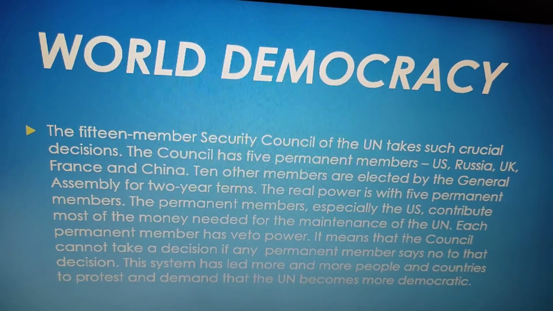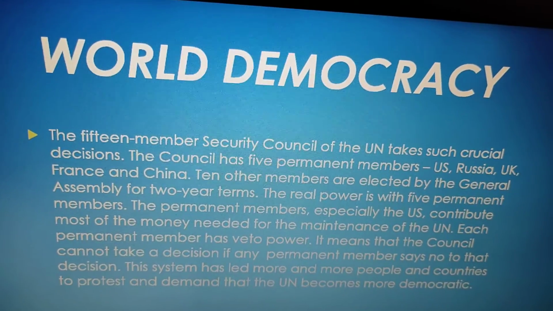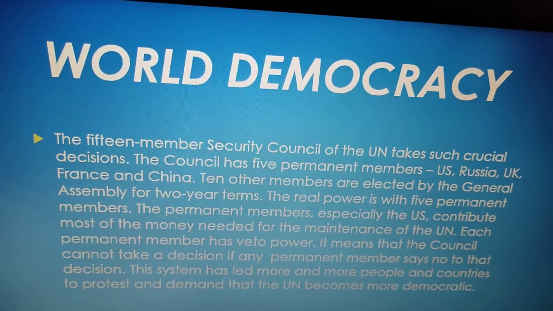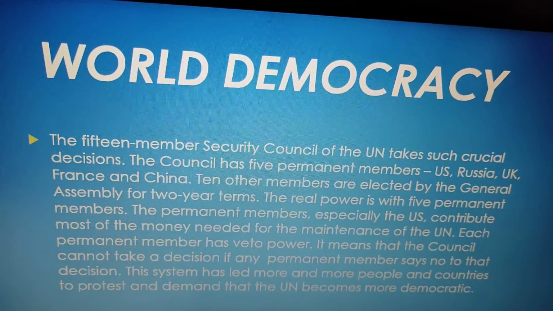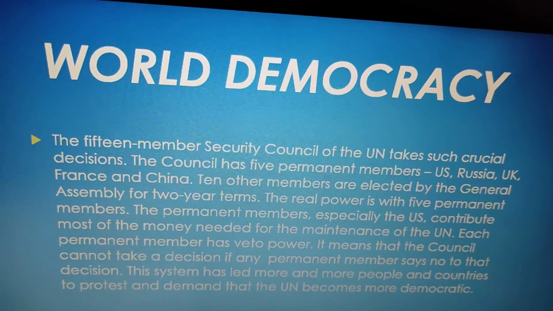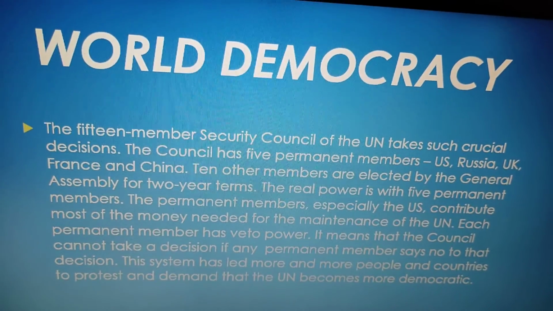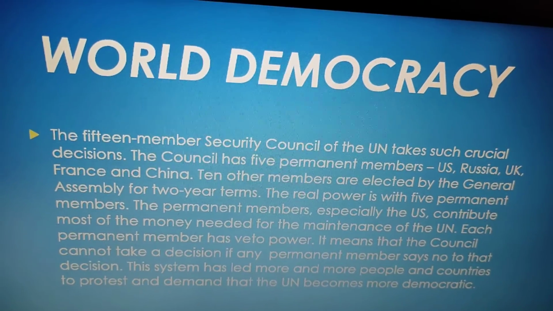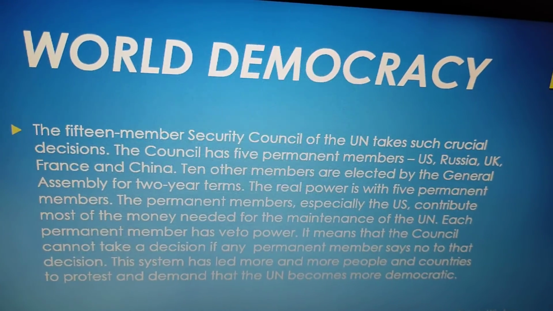The permanent members, especially the US, contribute most of the money needed for the maintenance of the UN. Each permanent member has a veto power. It means that the council cannot take a decision if any permanent member says no to that decision. The system has led more and more people and countries to protest and demand that the UN becomes more democratic.